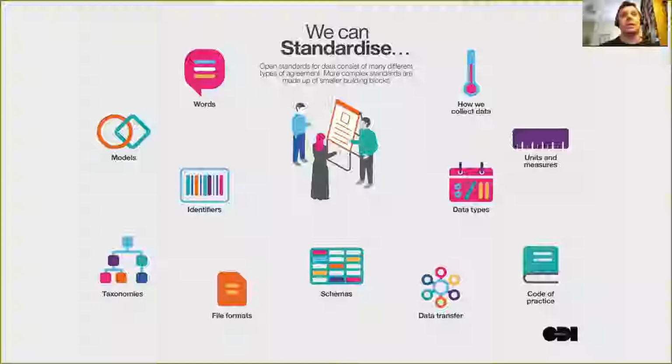We often need to use standard file formats, data models and schemas to help us structure data. We need codes of practice so that we know that we're publishing data in ethical ways, so that we're not including people's personal data without their permission, for example. And we often need standard taxonomies or categories that help us organize some of our information. So things like standard lists of activities.